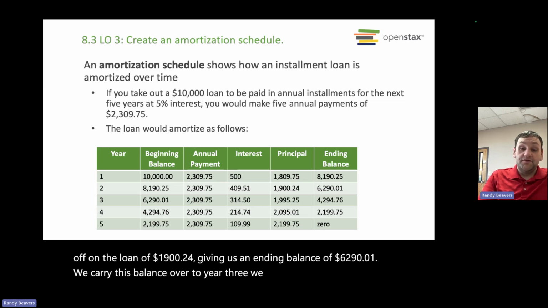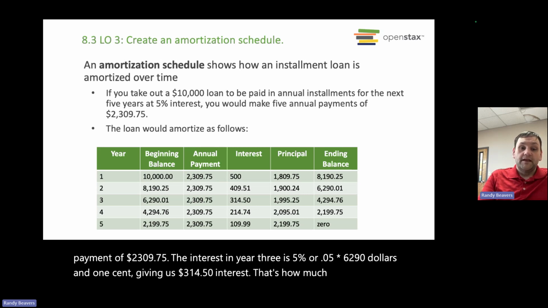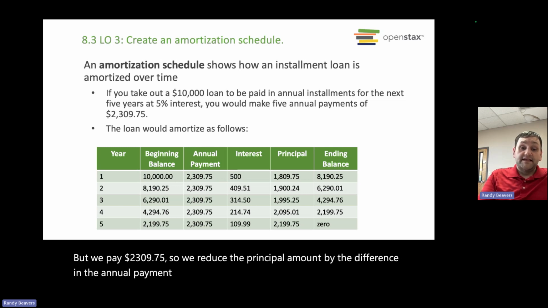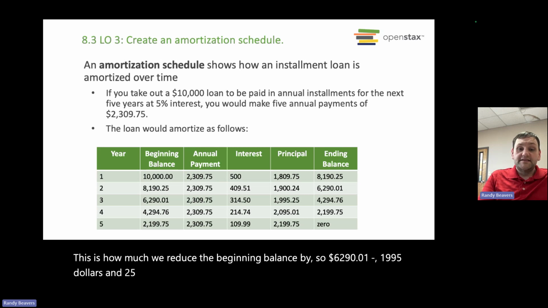We carry this balance over to year 3. We again make an annual payment of $2,309.75. The interest in year 3 is 5%, or 0.05, multiplied by $6,290.01, giving us $314.50 interest. That's how much interest we owe. But we pay $2,309.75, so we reduce the principal amount by the difference between the annual payment and interest, giving us $1,995.25. This is how much we reduce the beginning balance by. So $6,290.01 minus $1,995.25 gives us an ending balance of $4,294.76.